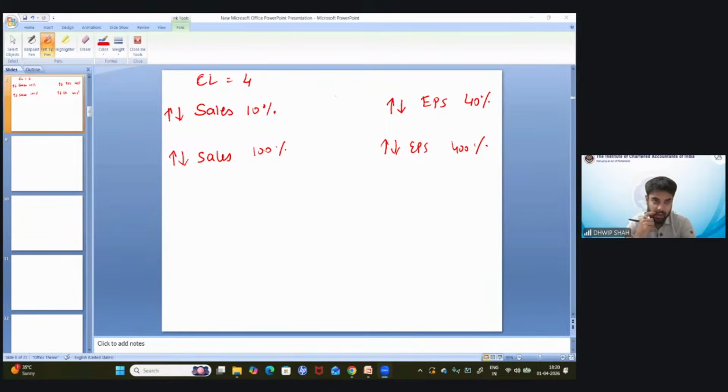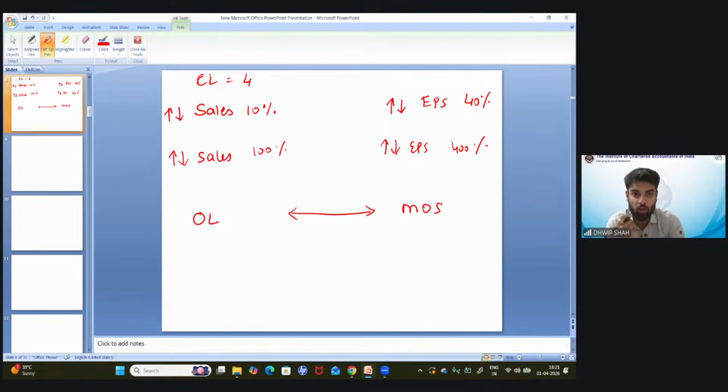Okay, clear till here? Now, OL is related with margin of safety. Can anyone tell how OL is related with margin of safety? You have learned what is margin of safety in the leverage chapter as well as in costing. Margin of safety is nothing but sales over and above break even sales.